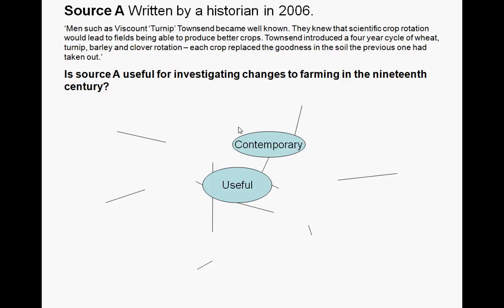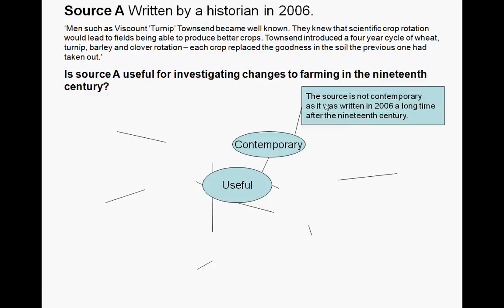So, is it contemporary or not? First of all, we're looking for when the source was written. It was written in 2006. Then we're looking to the question. What time period is the question asking us to investigate? It's asking us to investigate the 19th century. We know that the source was written a long time after that. So, the source is not contemporary, as it was written in 2006, a long time after the 19th century.